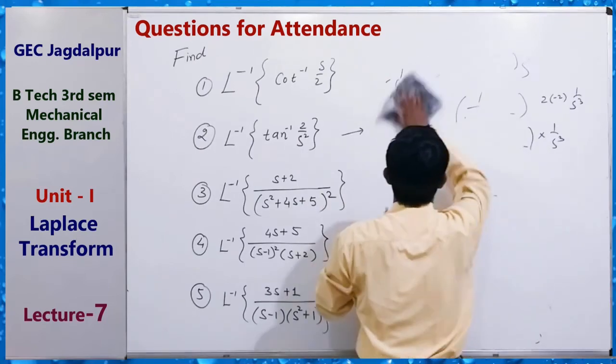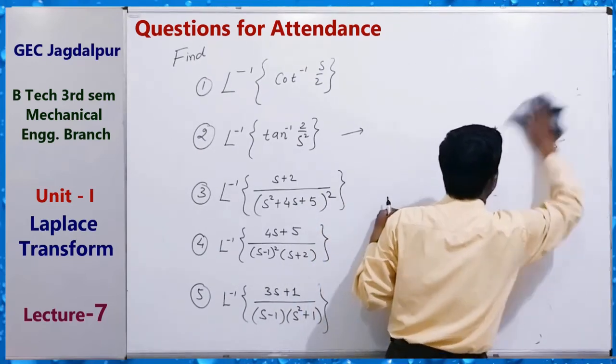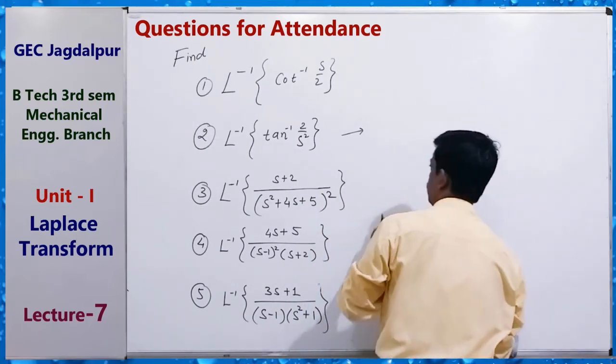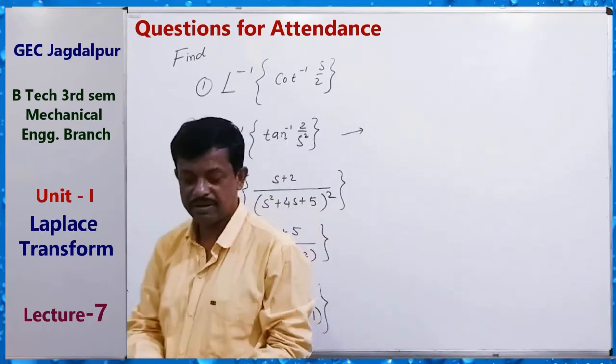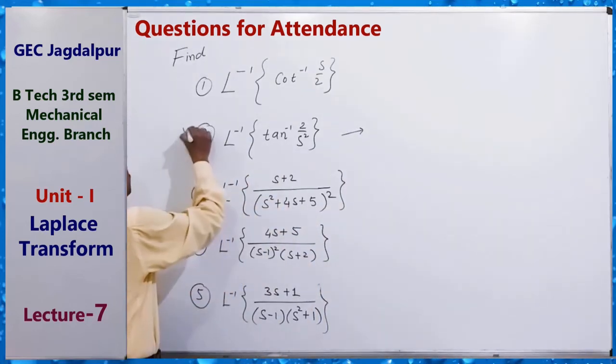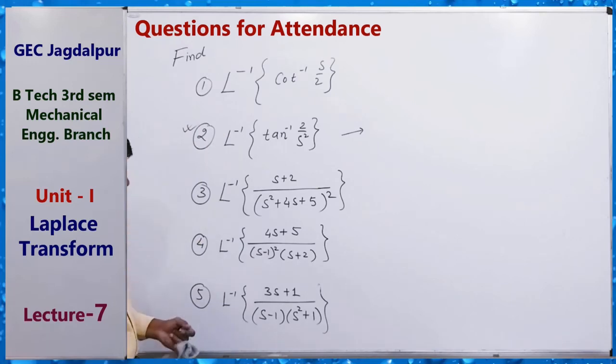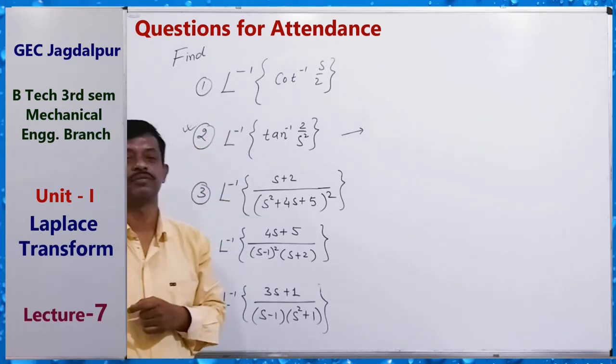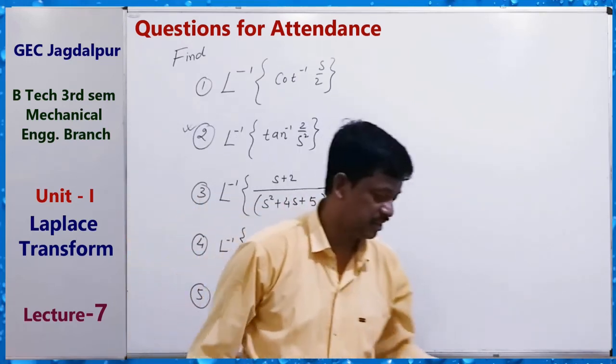tan inverse 2 by s square to our standard form. So it can be solved. Very important questions. Okay, important questions. Now these questions can be solved by the partial fraction method.